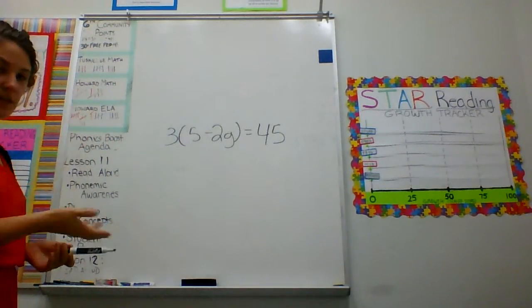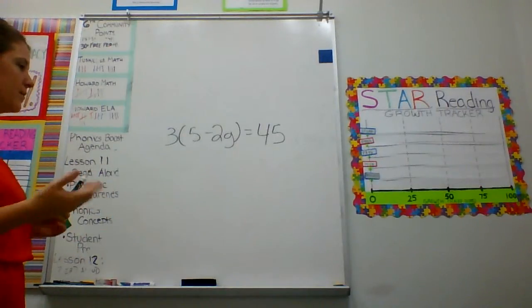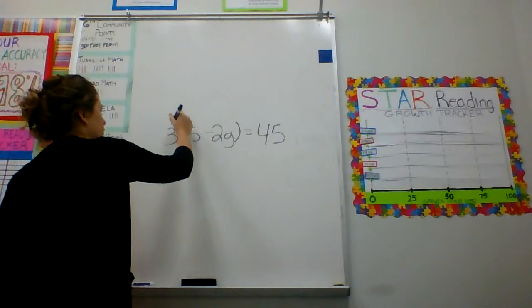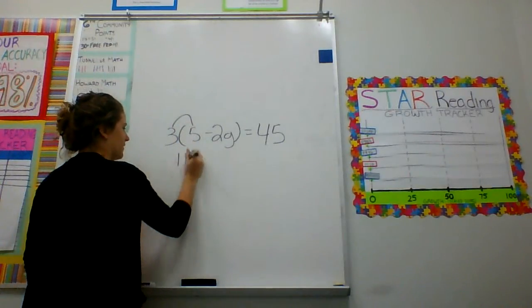Now, before I can even attempt this one, I don't really know what my numbers are looking like. I have this multiplication step that I'm going to do first. So I'm going to distribute 3 times 5, which gives me 15.